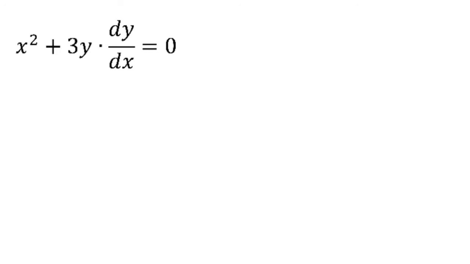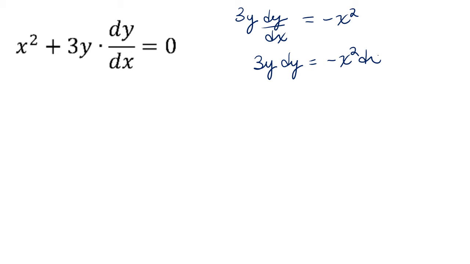Let's go through an example together. First thing we want to do is get all the x's on one side and all the y's on the other. So I'm going to start by subtracting x squared from both sides. And then I'll multiply both sides by dx. And we don't have to divide by 3 at this point. However, I'd like to, because eventually, if we can, we're going to try and solve explicitly for y, so we might as well get it as close to y being by itself at this point in time as possible.